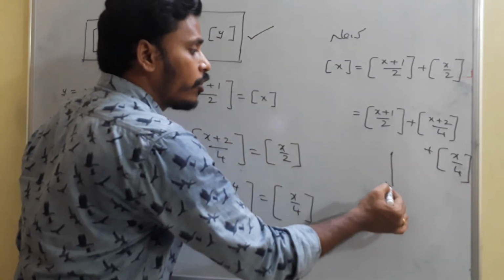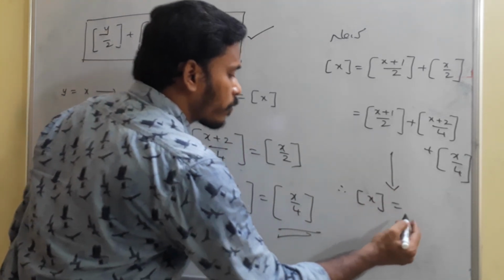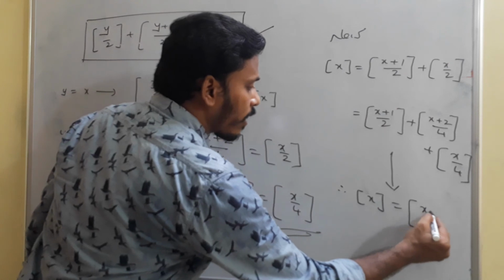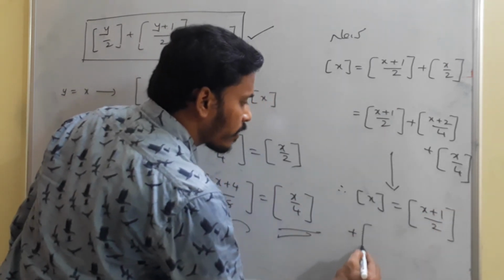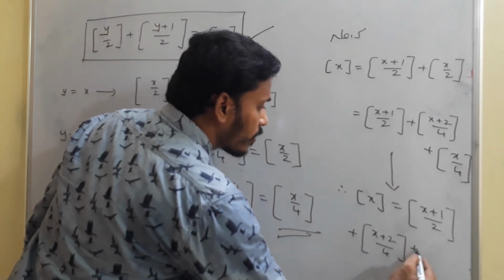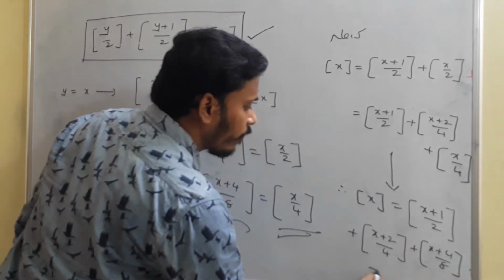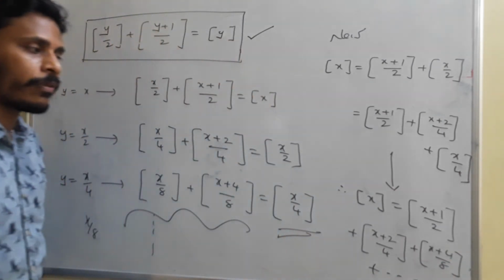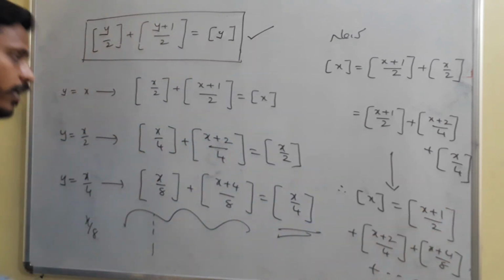Likewise, if you continue, at the end you will get that floor x is approximately equal to the infinite terms: floor of x plus 1 by 2 plus floor of x plus 2 by 4 plus floor of x plus 4 by 8 and so on. We need to continue further. So here you will get infinite terms, infinite statements.